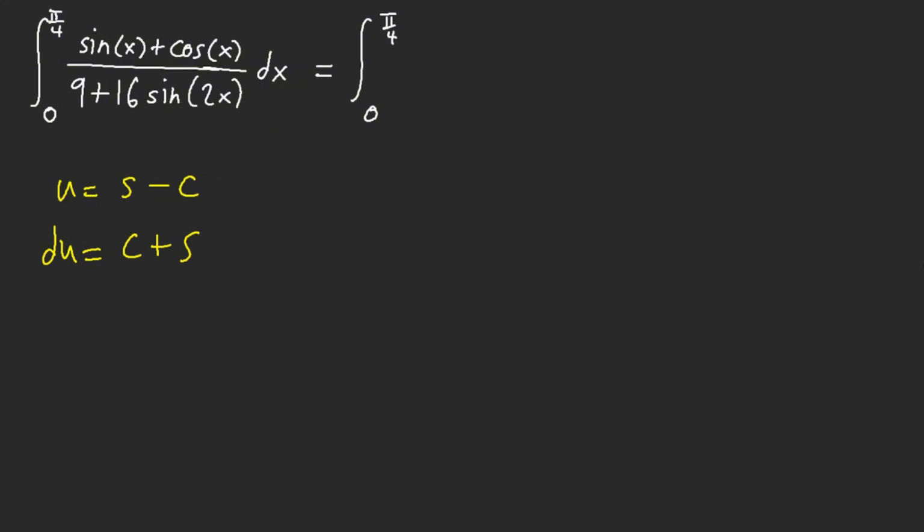So what I'm going to do is I have 16 here. So I need to turn this into a negative: negative 16 sine 2x. So I need this to be negative 16 because we need sine 2x to be negative.